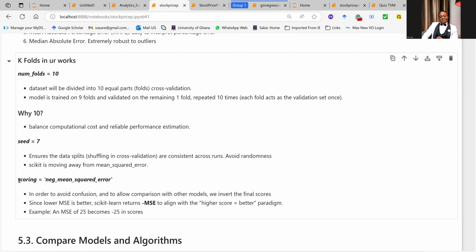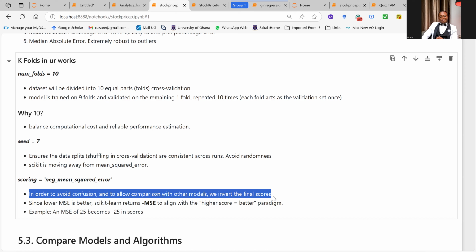Remember, we are going to get the score for each model when we run. And we are going to use the mean squared error. But there's something about the mean squared error, which is the reason why you should not use exactly the mean squared error, but you should use the negative of the mean squared error. I've made that point here, that to avoid confusion, to compare it with other models, we invert the mean squared error. Why?